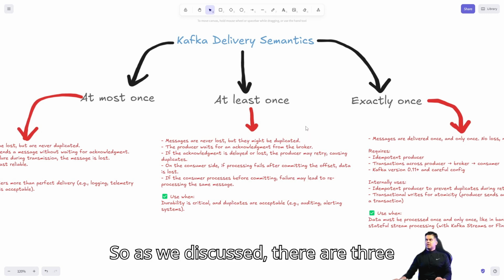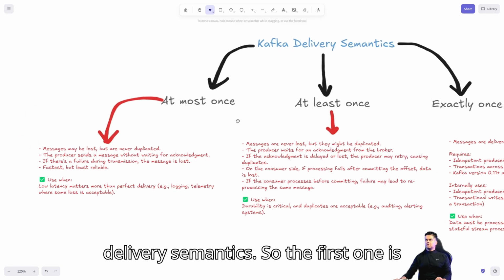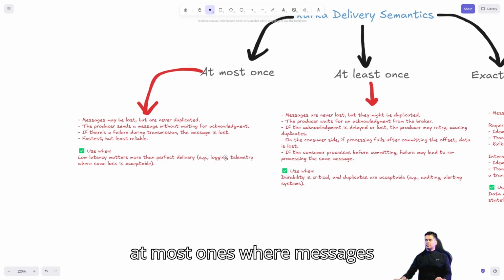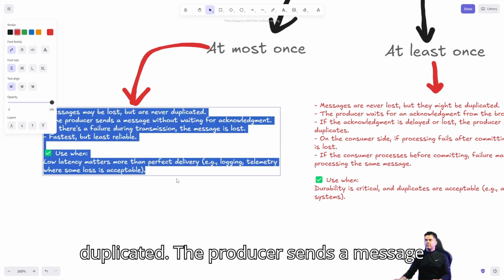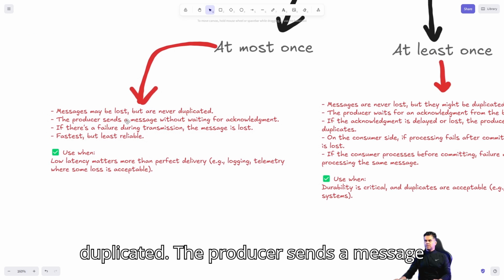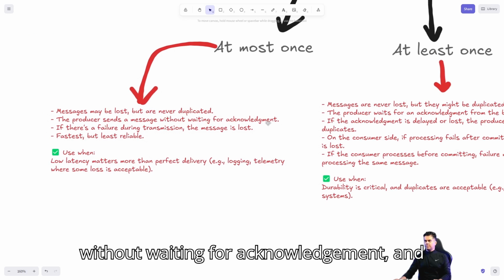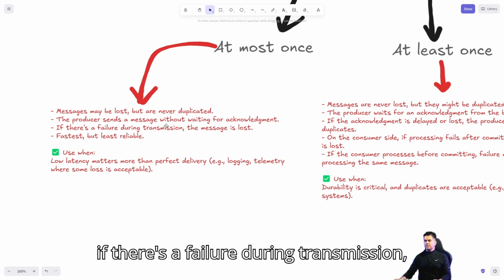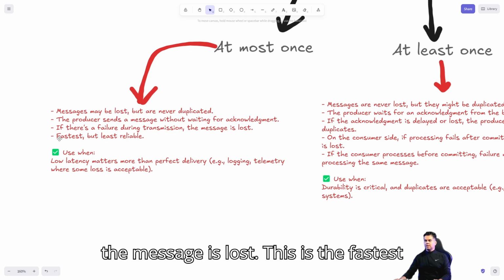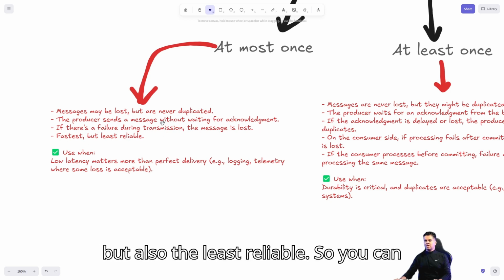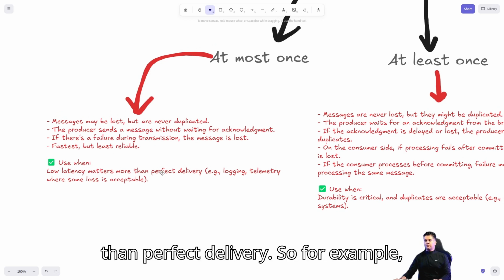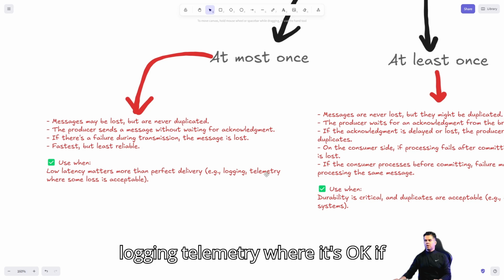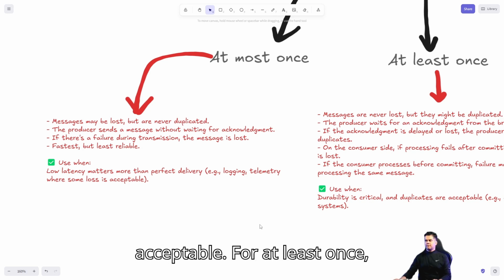So as we discussed, there are three delivery semantics. So the first one is at most once, where messages may be lost, but they're never duplicated. The producer sends a message without waiting for acknowledgement. And if there's a failure during transmission, the message is lost. This is the fastest, but also the least reliable. So you can use this when low latency matters more than perfect delivery. So for example, logging, telemetry, where it's okay if there's some loss. So some loss is acceptable.